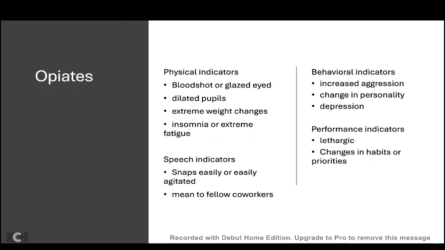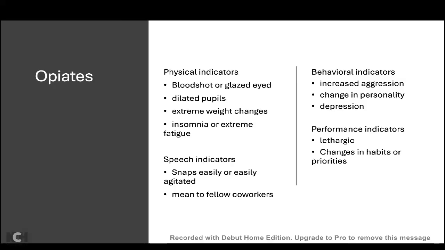The last drug tested for by DOT that we're going to talk about today is going to be opiates. Some physical indicators of opiates can be bloodshot eyes or glazed eyes, dilated pupils, extreme weight changes, and very fast weight changes at that. Insomnia or extreme fatigue.